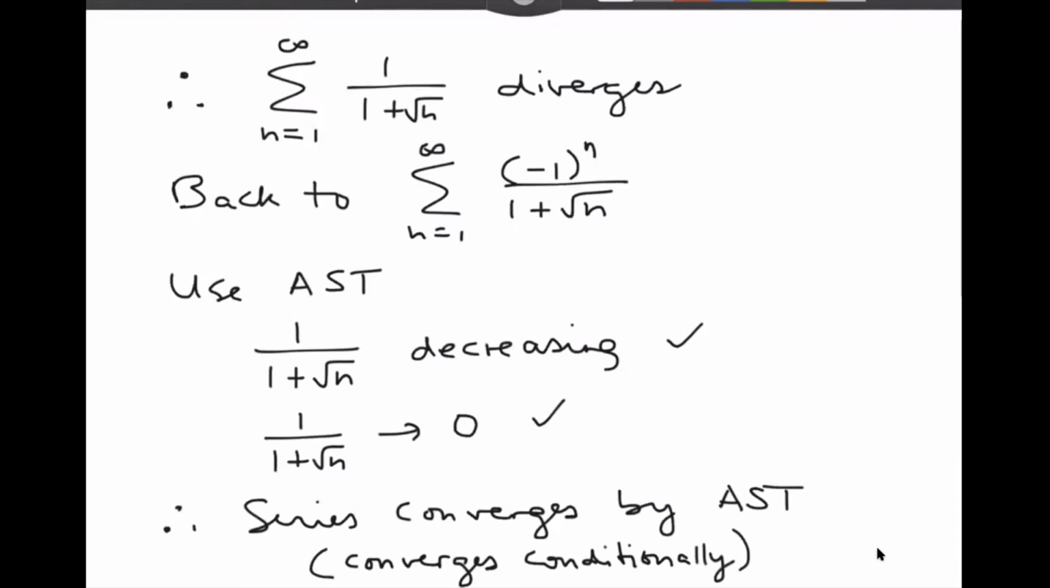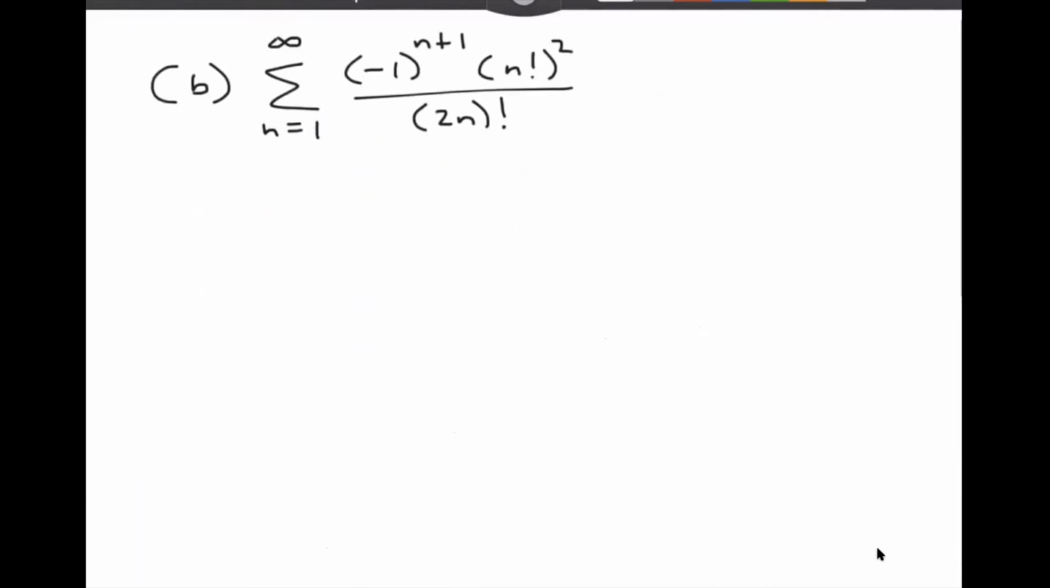All right, next example. The sum n going from 1 to infinity of -1 to the n plus 1 times the square of n factorial divided by the square of the factorial of 2n. All right. Okay, well, with all those factorials, this is definitely a candidate for the ratio test. And the great thing about the ratio test is that if the ratio test works, that means that the series converges absolutely.